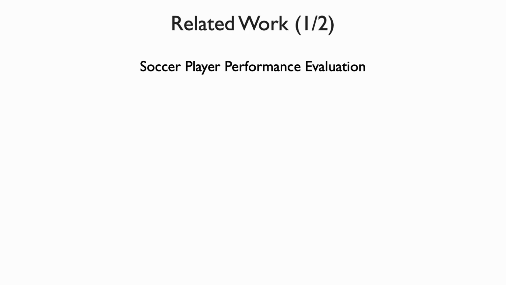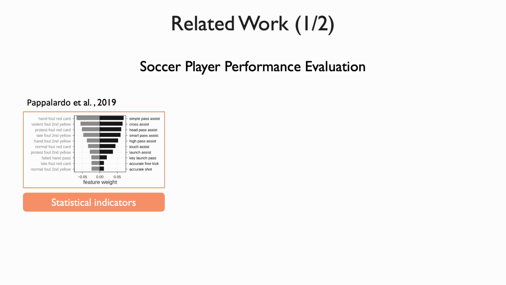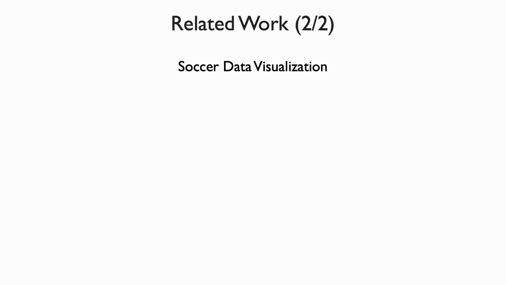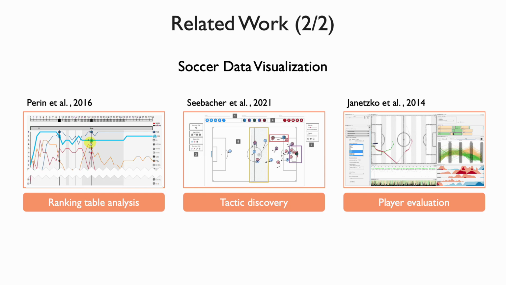To help players make the best choice in matches, a series of data-driven models have been developed to evaluate players by statistical indicators or fine-grained action scores. However, analysts often encounter difficulties in investigating action scores by complex spatial-temporal match situations to summarize the player's strengths and weaknesses. Several interactive visualization tools have been proposed for in-depth soccer data analysis on ranking table, tactic discovery, and player evaluation. However, the investigation of fine-grained player action scores is still hardly supported.